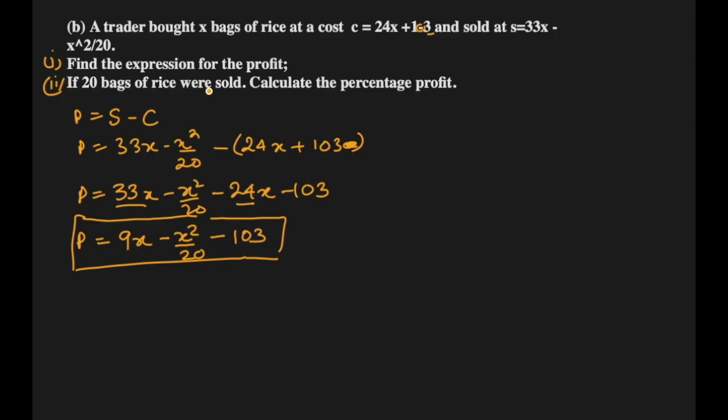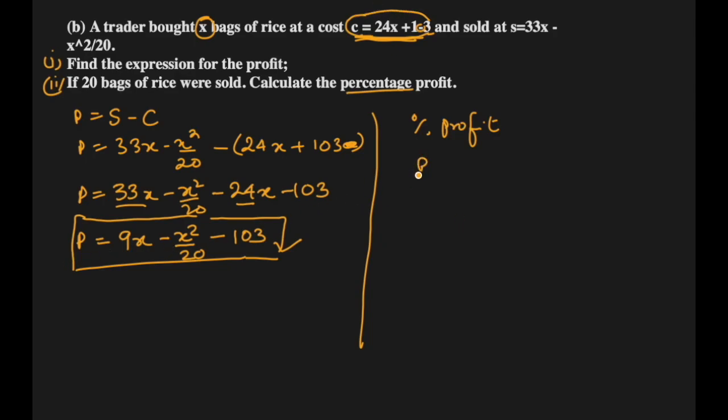If 20 bags of rice were sold, that means x is 20 now. Calculate the percentage profit. To find percent profit, we should know what percent this is of cost price, not selling price. Whatever happens first, we find the percentage of that. Cost buying happens first, so it will be the percentage of this one. So basically we'll just do P over C multiplied by 100. That's it. Profit over cost multiplied by 100.